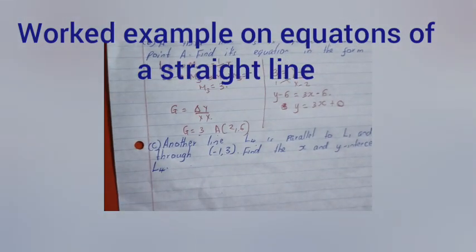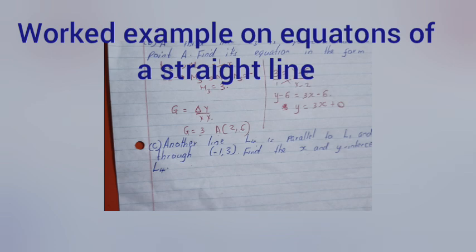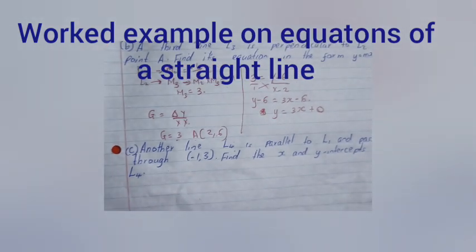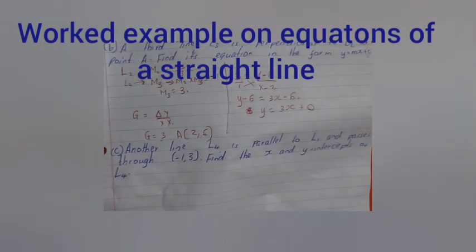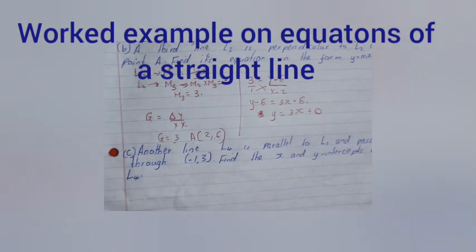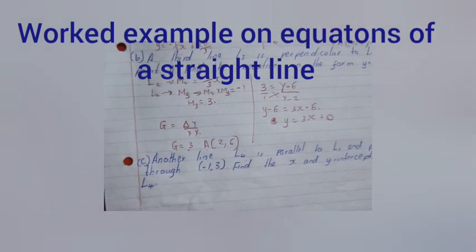Now part C, which is the last part in this question, says another line L4 is parallel to L1 and passes through (negative 1, 3). Find the x and y intercept.